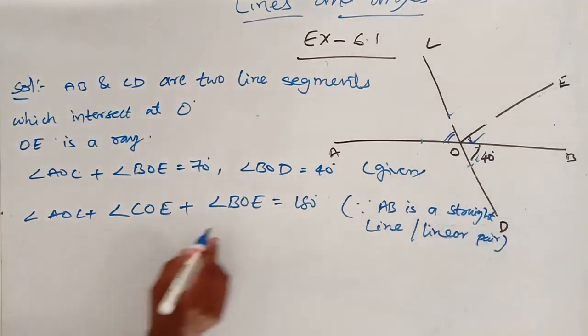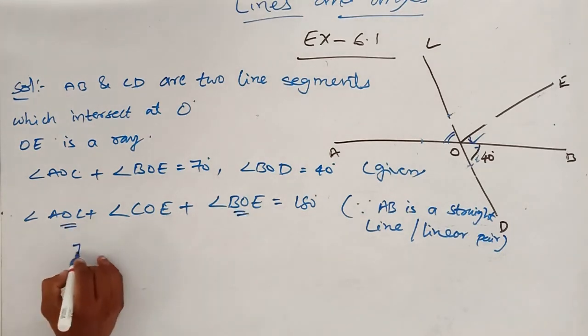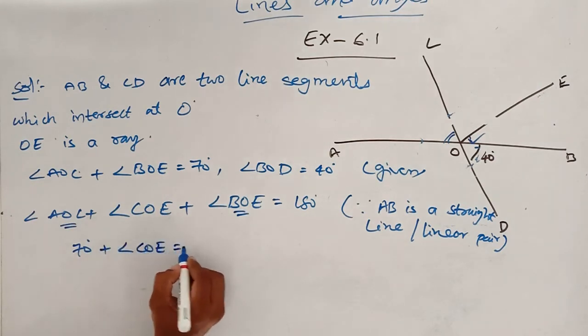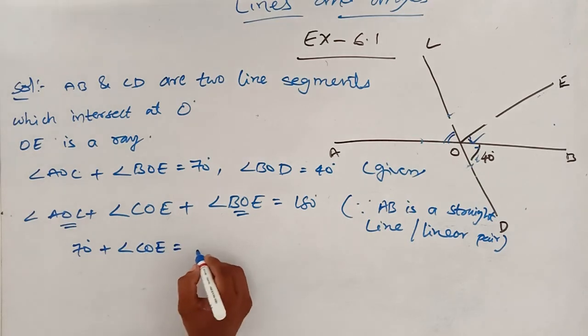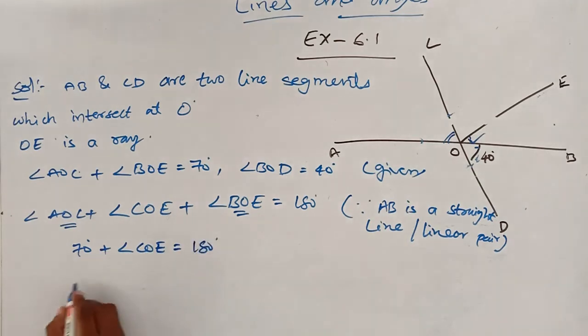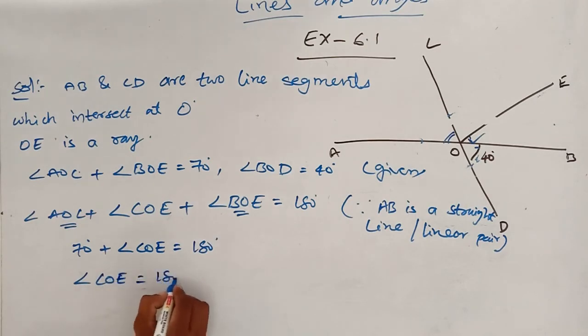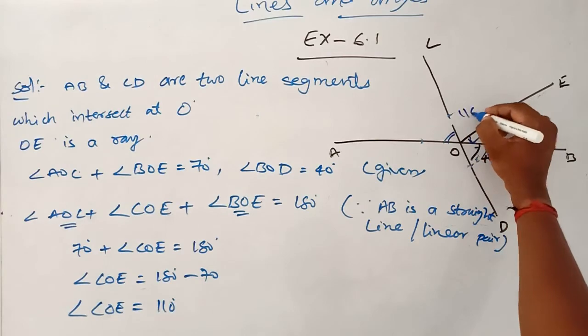Now angle AOC plus angle BOE is 70 degrees. 70 degrees plus angle COE is equal to 180. Now angle COE is equal to 180 minus 70, which is 110 degrees. So angle COE is 110 degrees.